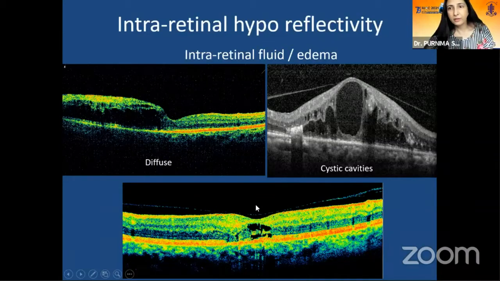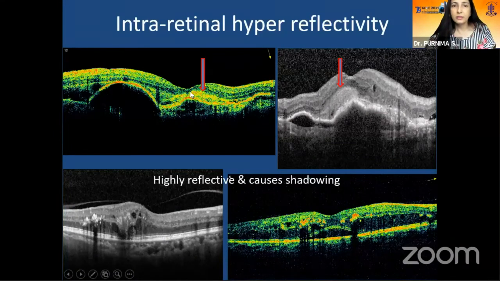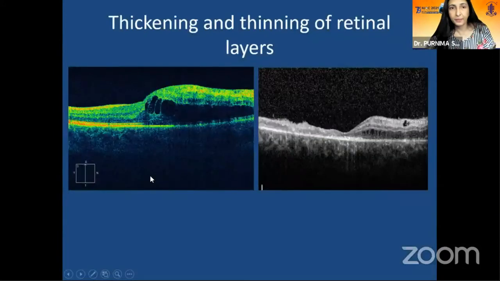But all hyperreflective areas are not edema. Sometimes the cells of the retina may atrophy and lead to this kind of a picture. Hyperreflectivity, you can see here the hyperreflective lesions in the outer retinal layers. This is due to new vascular membrane in the AMD cases. Very highly reflective intraretinal lesions may be seen in some cases because of hard exudates, and they even cause shadowing.